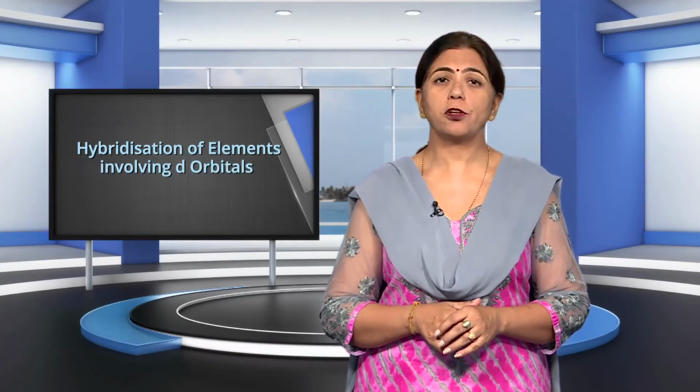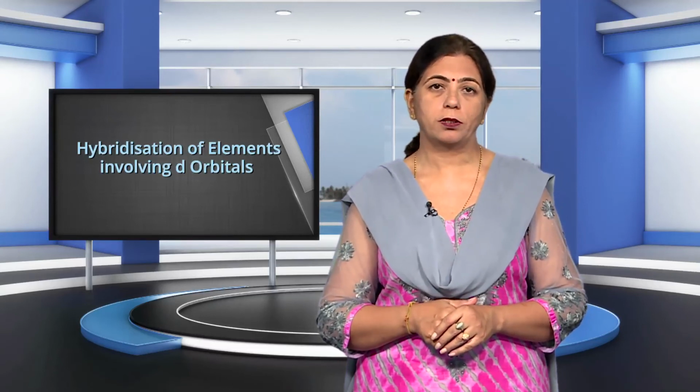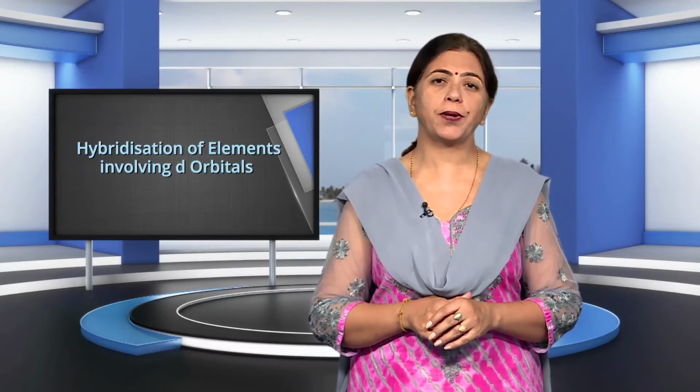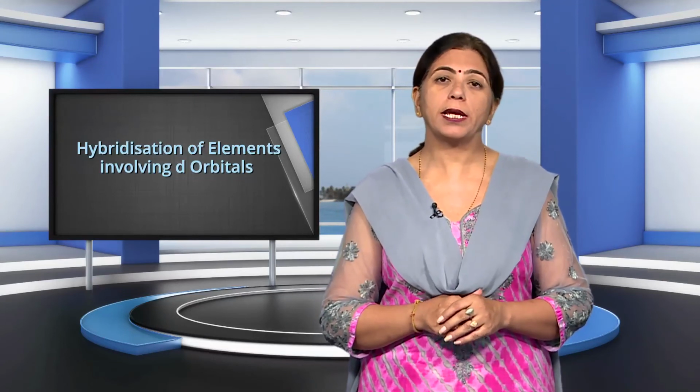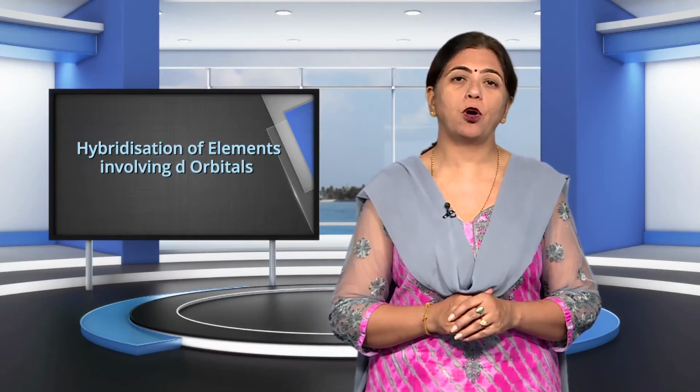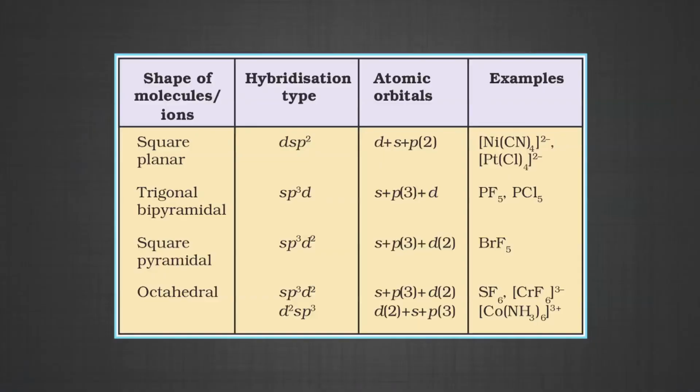Now, the hybridization of elements involving d orbitals. The elements present in the third period contain d orbitals in addition to s and p orbitals. The energy of the 3d orbitals is comparable to the energy of the 3s and 3p orbitals. The energy of the 3d orbitals is also comparable to those of 4s and 4p orbitals. As a consequence, hybridization involving either 3s, 3p and 3d or 3d, 4s and 4p is possible.